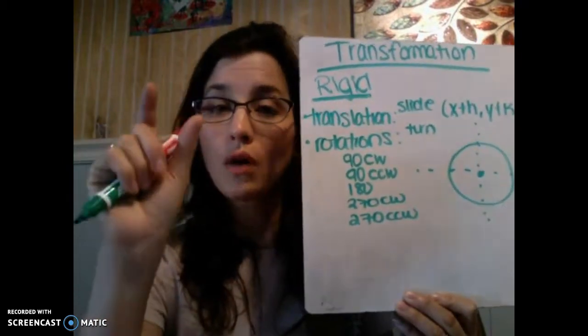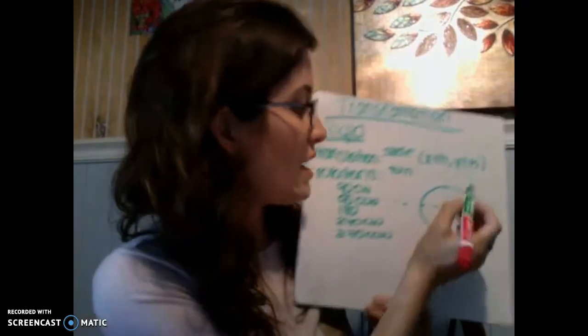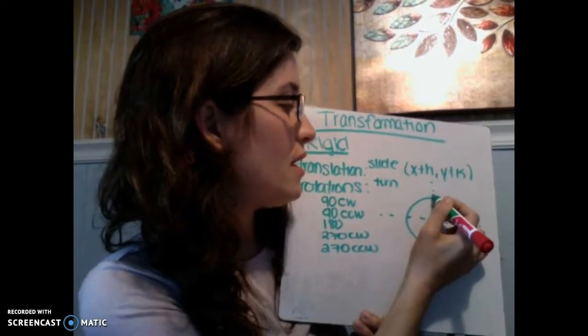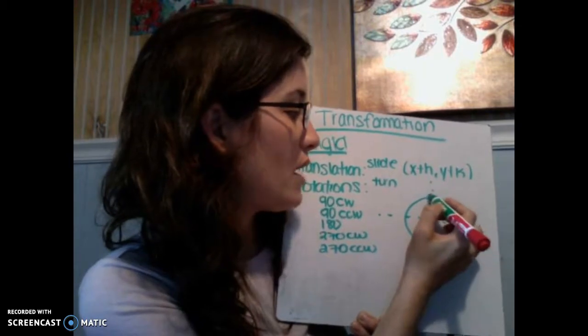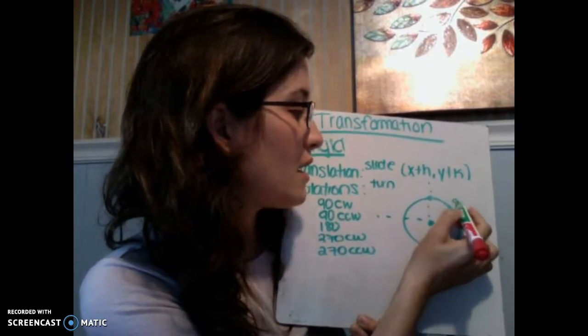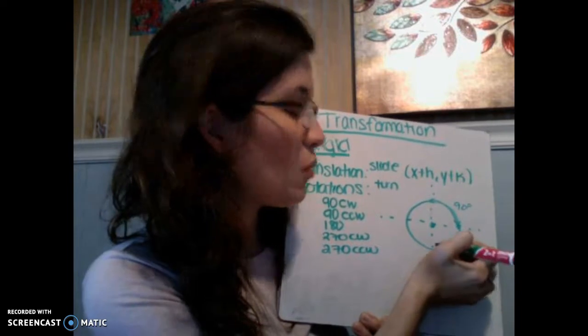So clockwise means you go to the right. So if I'm starting right here, then this would be my first 90 degrees because it's my first box, right? So there's my first 90 degrees. The next one would be another 90.